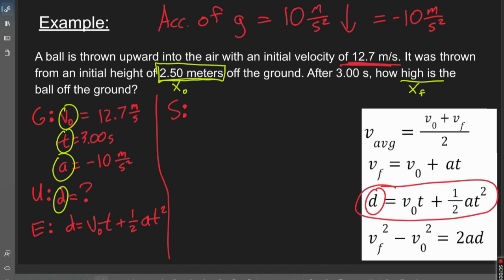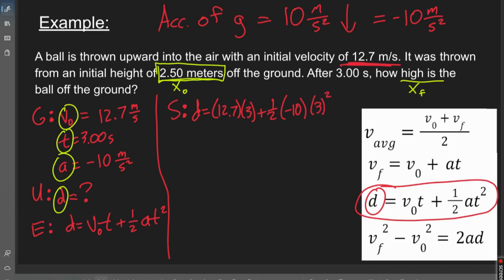All right, so now let's substitute. So we're still looking for displacement. That stays as d. V naught, well, it's 12.7. Time happens for 3 seconds. Okay, plus 1/2 a t squared. 1/2 acceleration, negative 10. Remember, it's downward, times 3 squared.